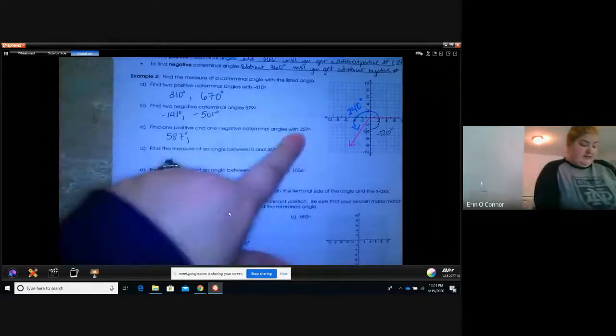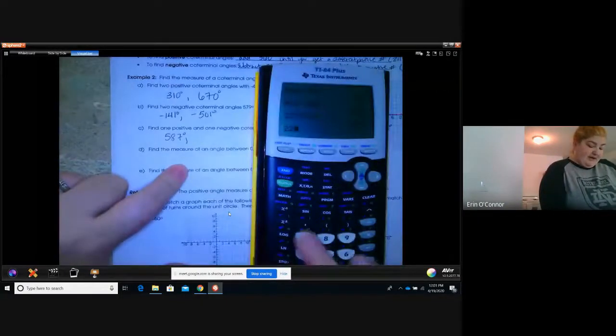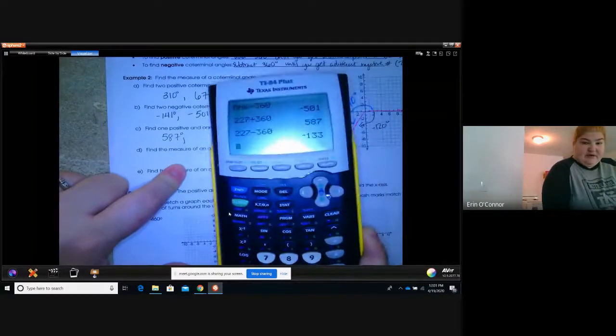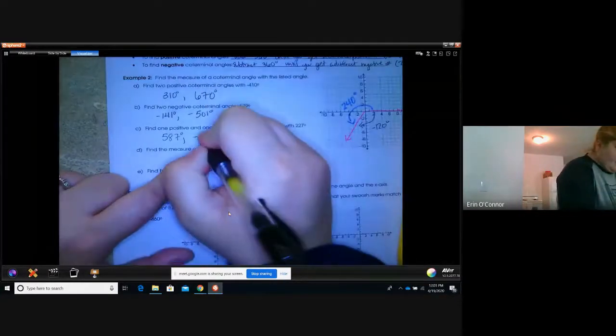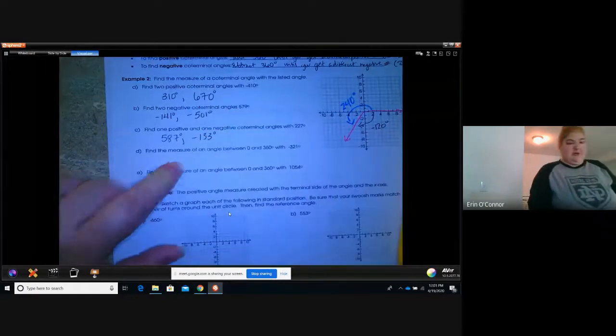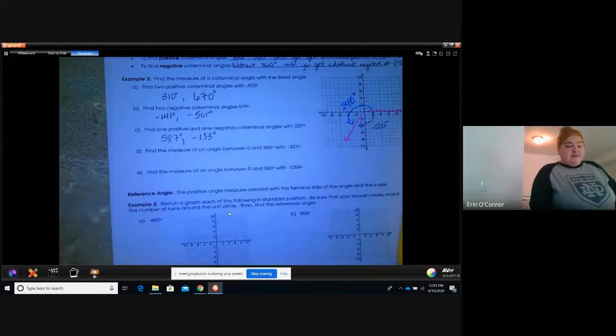And then I'm going to do the same thing, 227, but I'm going to subtract it now. Hopefully I get a negative number. And I do, it's negative 133. So I have one positive and one negative coterminal angle. Okay, for the next one.